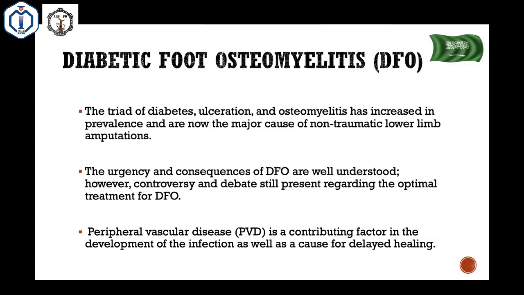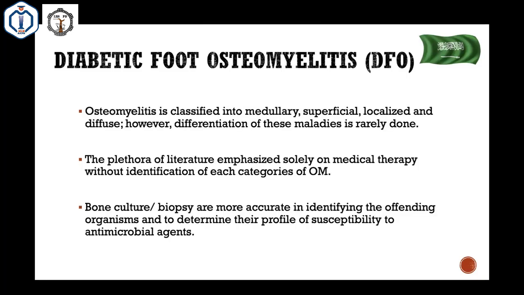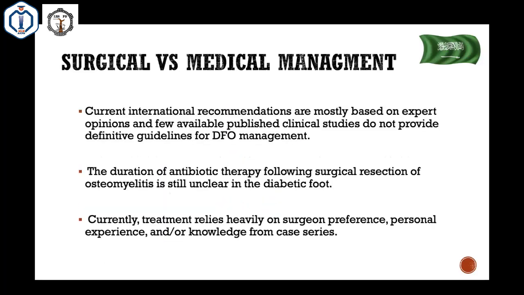Peripheral vascular disease increases the risk of major amputation in patients with osteomyelitis. There are multiple classifications for osteomyelitis: medullary, superficial, localized, and diffuse. But in real life, nobody applies these in diabetic patients, and they are rarely used in diabetic foot osteomyelitis. Bone culture and biopsy are needed to identify the organisms before starting the antibiotics.